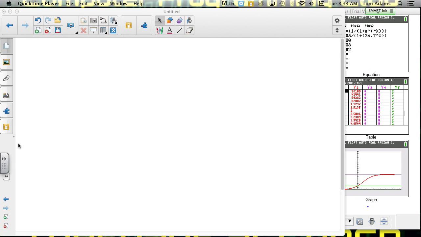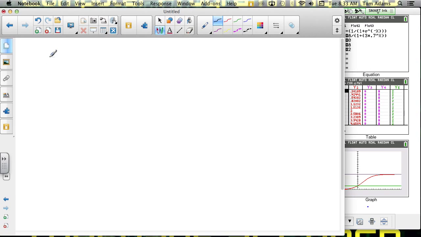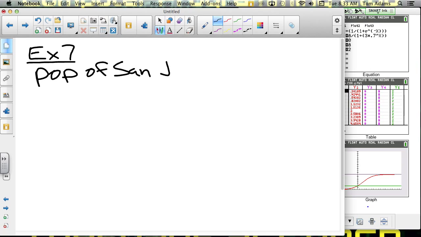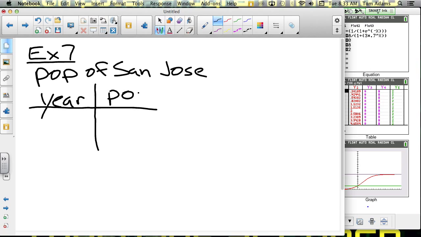Okay, so now for example number 7 out of your textbook. In example number 7, they have the population of a little city known as San Jose. Okay? And so the data that they've collected is the year and the population.